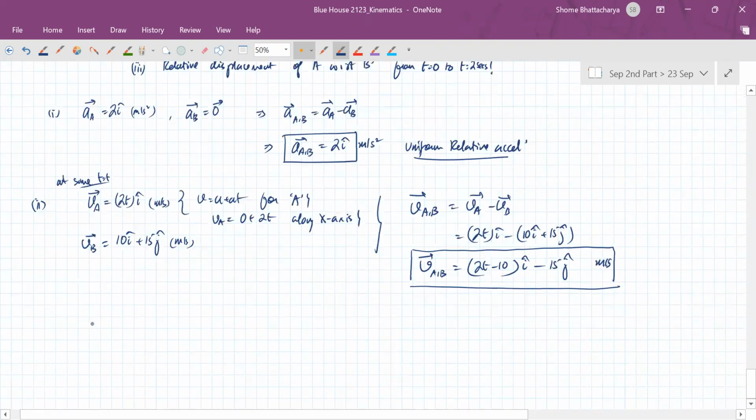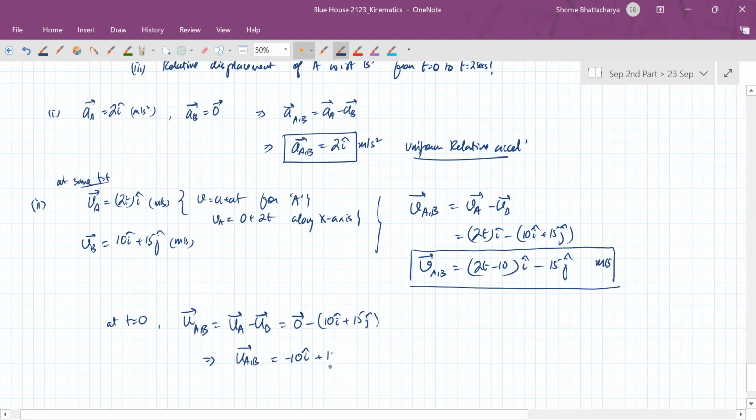Okay, so you can also do it this way: at t equal to 0, what is the initial velocity of A with respect to B? It is the initial velocity of A minus the initial velocity of B. Now A started from rest, and B's velocity is 10 I cap plus 15 J cap. So the initial velocity of A with respect to B is minus 10 I cap plus minus 15 J cap in meters per second. And I also know that the acceleration of A with respect to B, I've seen that before, it is 2 I cap in meters per second square.